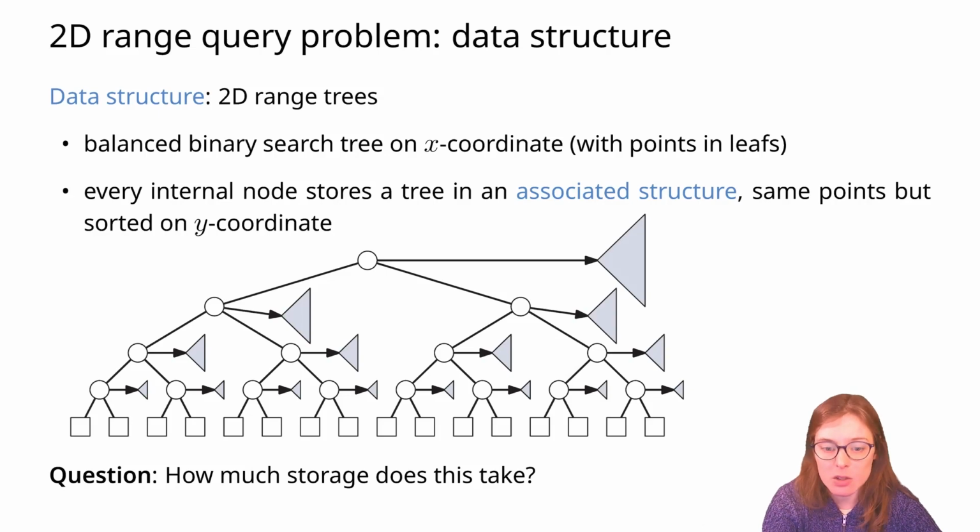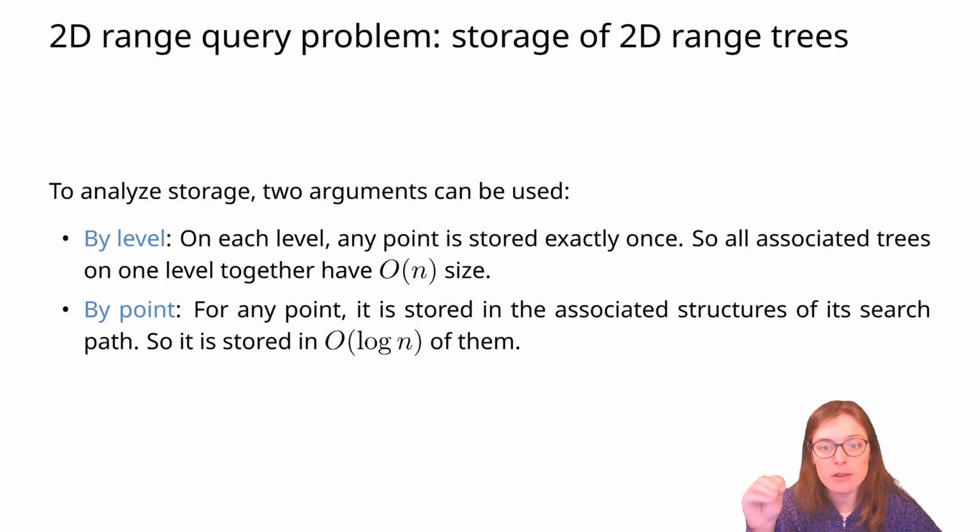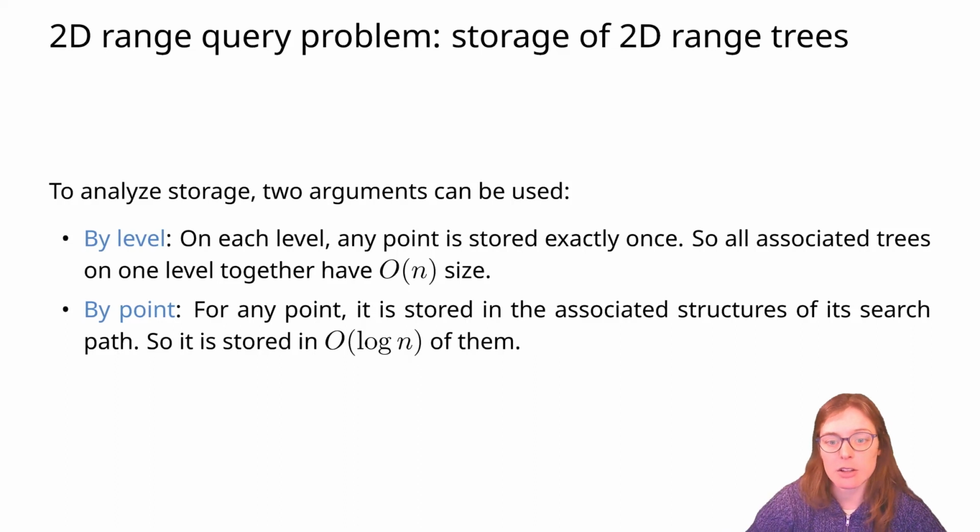It's no longer linear because we store each point multiple times, once in the main tree and also in the associated structures. There are two ways of analyzing the storage requirements of such a data structure. First is by level. In each level, each point can be stored only once. If it's a leaf of the main structure, it is stored only there. If it's an internal node, then that point is stored in the associated data structure, but not in any of the associated structures at the same level. So in one level, we store a linear number of points.